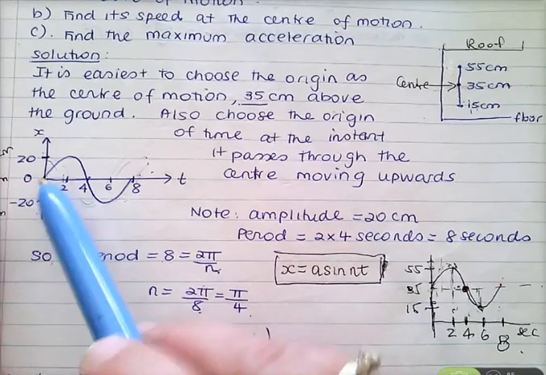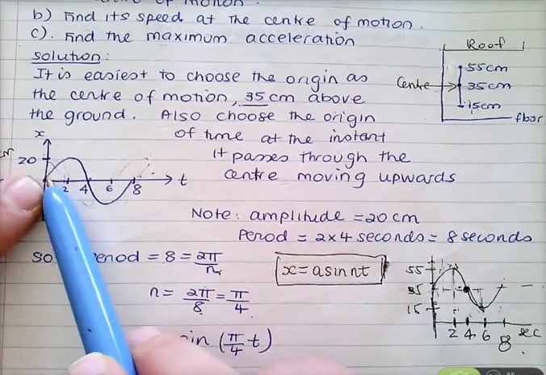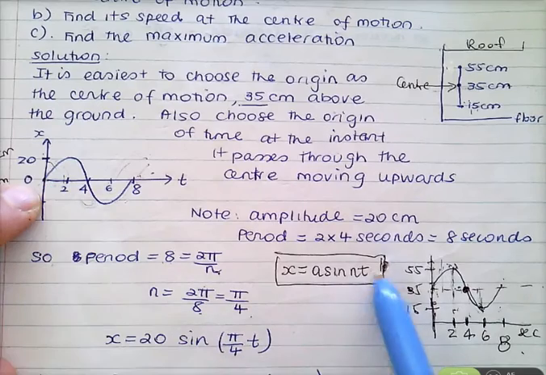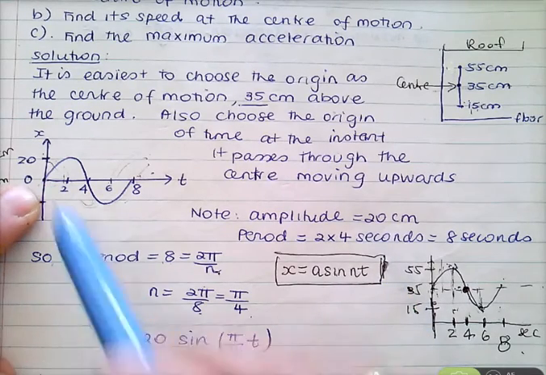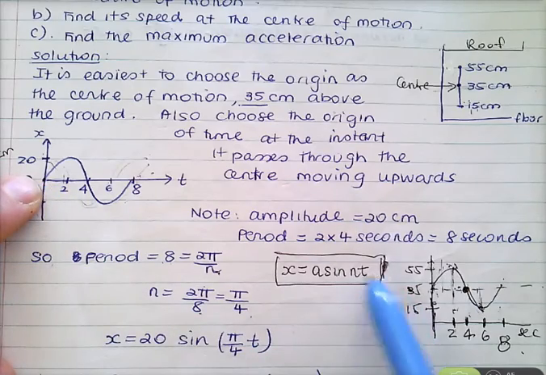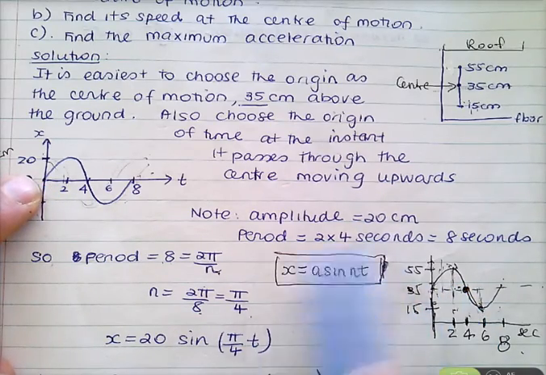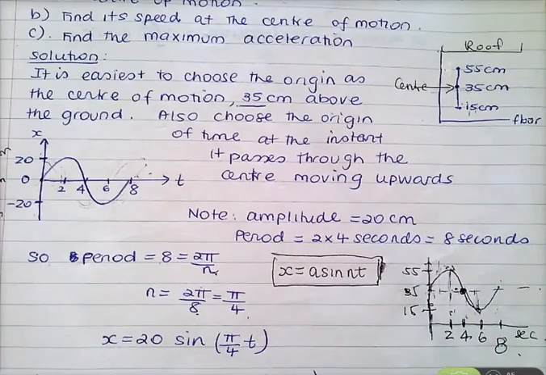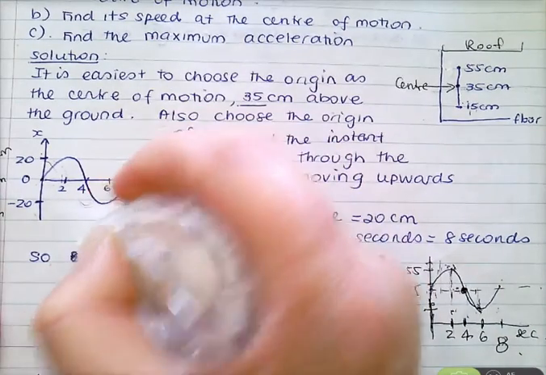And what's really good about having the centre of motion at the origin is that you don't have to go plus b. And it's also good to start your time at the origin because you don't have a plus alpha shift. So really, you've got to go for the most basic type of equation that you can do, okay?